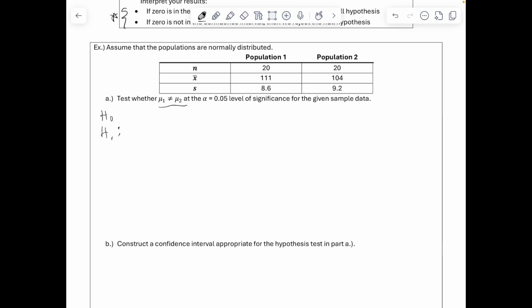So the first thing that we need to do is construct our hypotheses. So our null hypothesis and our alternative hypothesis. It did give us the alternative, and that's saying that mu1 is not equal to mu2. And so your null hypothesis is going to be identical, except, remember, that always has an equal sign. So mu1 is equal to mu2. So for this, we're going to go to 2SampTTest.